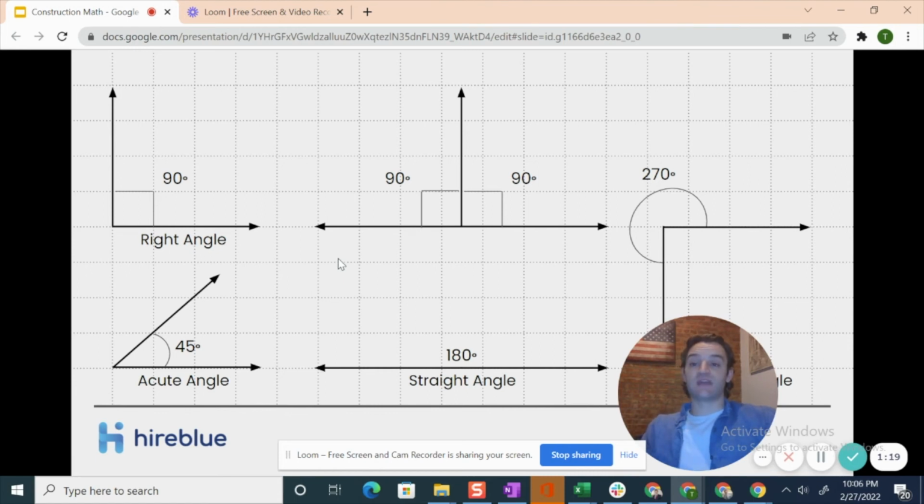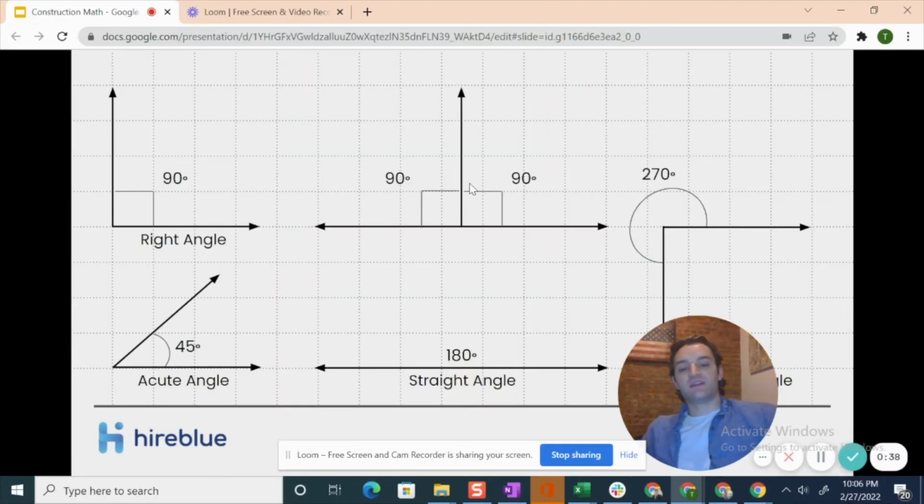There are also obtuse angles. Obtuse angles are any angles that are greater than 90 degrees. So in this example over here, this angle actually is 270 degrees, meaning it's obtuse. And then acute angles are any angles less than 90 degrees. So on the bottom left here, this is an example of a 45-degree angle where the opening is smaller than 90 degrees. And then finally, we have a 180-degree angle or a straight angle. So if you notice up here, we have a 90-degree angle and a 90-degree angle. When added together, it actually forms a straight line, which is 180 degrees.